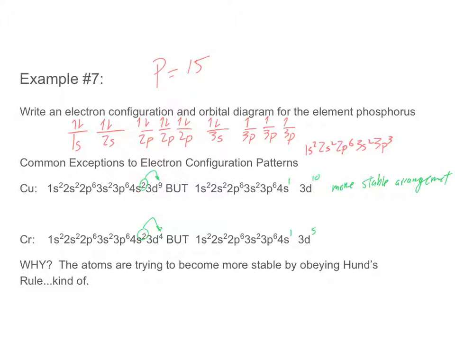This creates a more stable arrangement because in this case, each of the orbitals of the 3d sublevel has one electron. That's more stable than having the 5 3d orbitals and having one of them open. So this becomes a more stable arrangement of electrons as well. Like I said, it's kind of trying to obey Hund's rule, sort of.